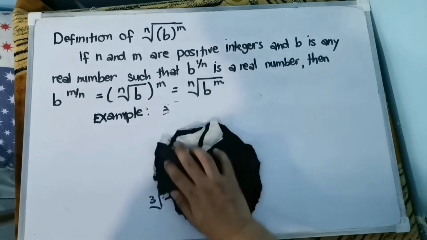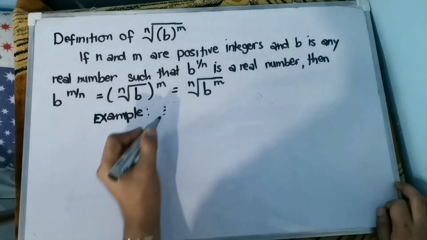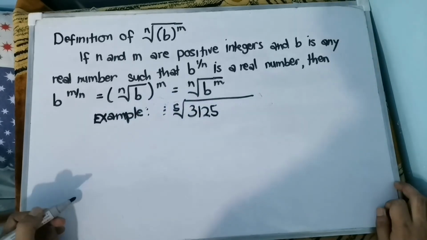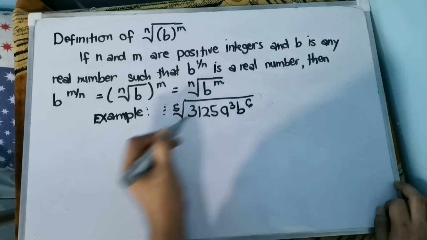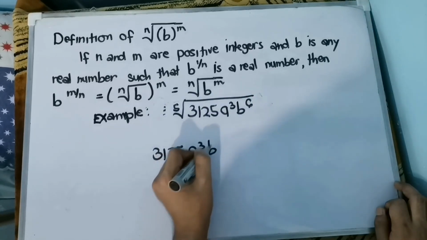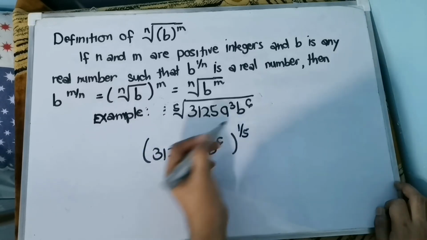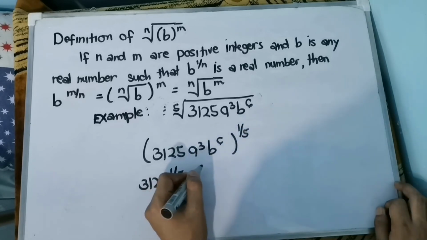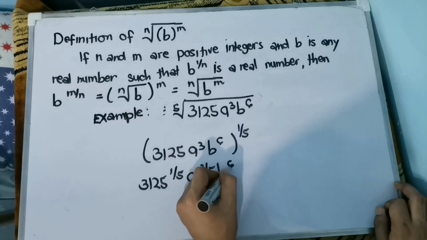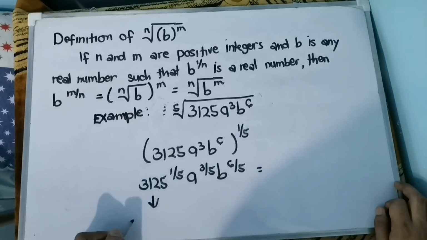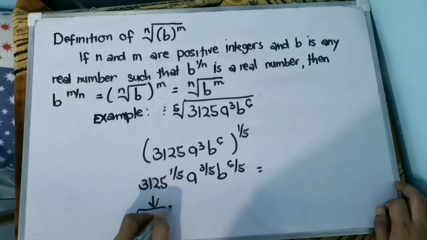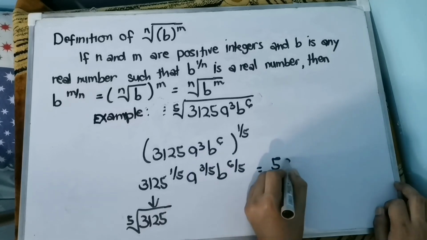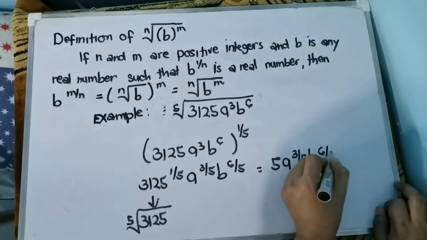And then for our last example, we need to express the fifth root of 3,125 a cubed b to the 6. So we have 3,125 a cubed b to the 6 raised to 1/5. So that is 3,125 raised to 1/5, then a, 3 times 1/5 is 3/5, then b, 6 times 1/5 is 6 over 5. This can be written as the fifth root of 3,125, and the fifth root of 3,125 is 5. And then we have a raised to 3/5 and b raised to 6 over 5.